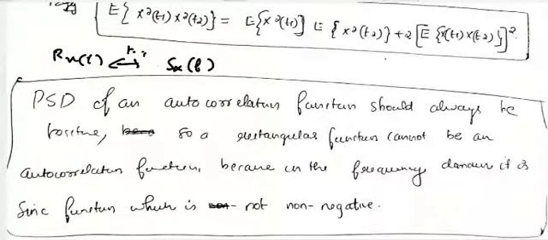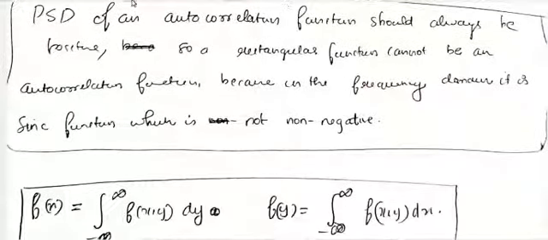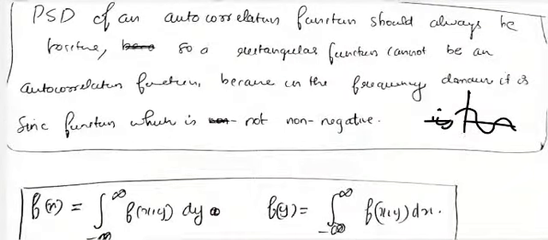So, power spectral density and autocorrelation function are Fourier transform pairs. Or if you want to find the power spectral density of a certain function, just find the Fourier transform, then take its modulus and square it. That is the power spectral density. So, the PSD of an autocorrelation function should always be positive. So, a rectangular function cannot be an autocorrelation function, because in the frequency domain it is a sinc function, which is negative at certain instants, right. It is like this, a sinc function, it is negative.